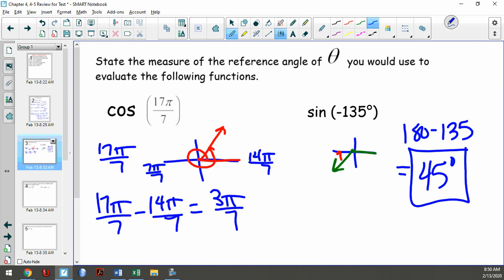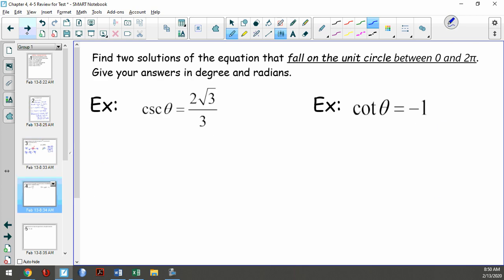Okay, you have 2 problems like that on the test tomorrow. Next, it says find 2 solutions of the equation that fall on the unit circle between 0 and 2 pi. Give your answers in degrees and radians. This is just like problems 91 through 96.